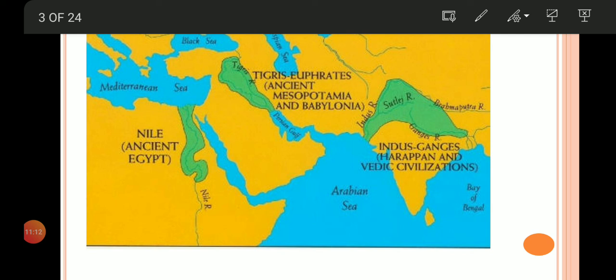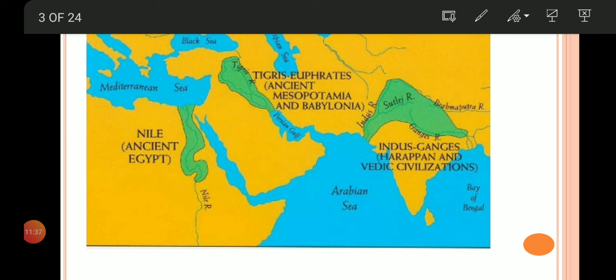Mesopotamian civilization, also known as Sumerian civilization, evolved in the basin of the rivers Euphrates and Tigris in the modern-day countries of Iraq and Syria. Egyptian civilization is one of the oldest civilizations along with the Mesopotamian civilization. It was based around the Nile River Valley and Nile Delta in the modern country of Egypt.